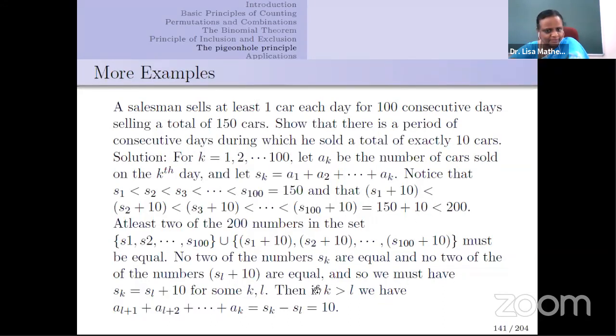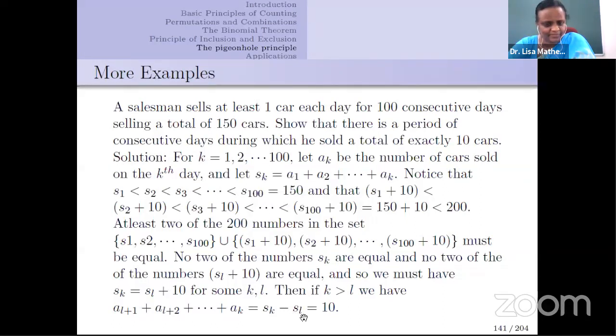And so, according to the pigeonhole principle, I have 100 plus 100, 200 numbers lying between 1 and 160. And therefore, some of these numbers definitely have got to be repeated. Let me assume that at least one is repeated. So suppose I have Sk is equal to SL plus 10. Why Sk equal to SL plus 10? Because I said that none of the Sk's are repeated, and none of the SL plus 10s are repeated. So the only possibility is that one element in the first set is equal to one element in the second set. So Sk is equal to SL plus 10 for some K and L.